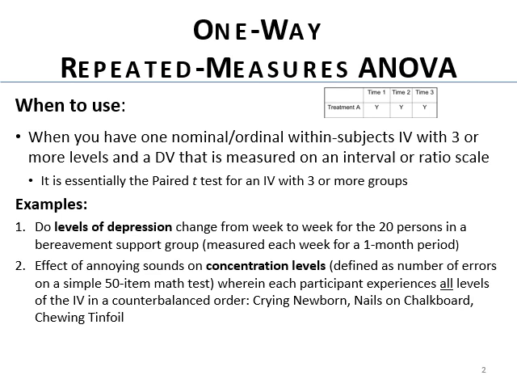All right, so then we've got the effect of annoying sounds on concentration levels. This is going to be the one we analyzed for fun. So concentration levels is operationally defined as the number of errors on a simple 50-item math test. You have them trying to do simple math problems while you're trying to annoy them with noise, wherein each participant experiences all levels of the IV in a counterbalanced order. So you mix up the order that they get: crying newborn, nails on chalkboard, or chewing tinfoil, and they're trying to do math problems, and you count the number of errors, and you assume where the errors are higher, they have worse concentration. Probably true.